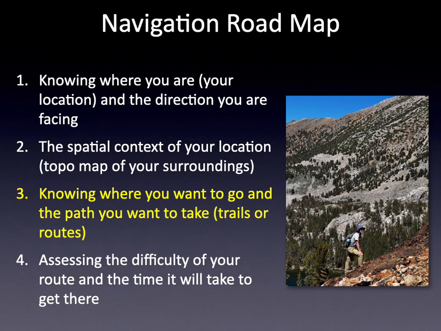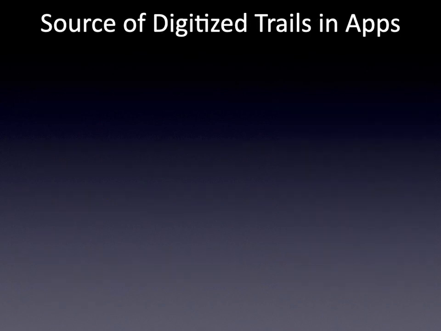In terms of our navigation roadmap, we've arrived at point 3, that is knowing where you want to go and the path that you want to take to get there. So the first thing to discuss is what are the sources of the digitized trails in various apps? And the answer is they come from a variety of different places.